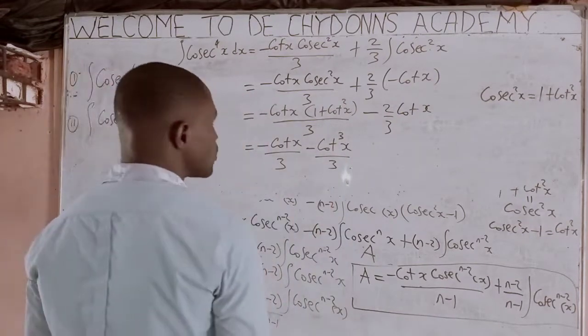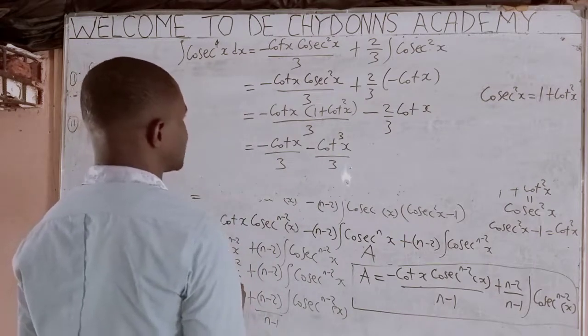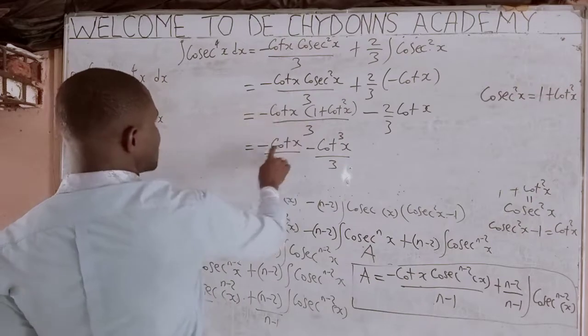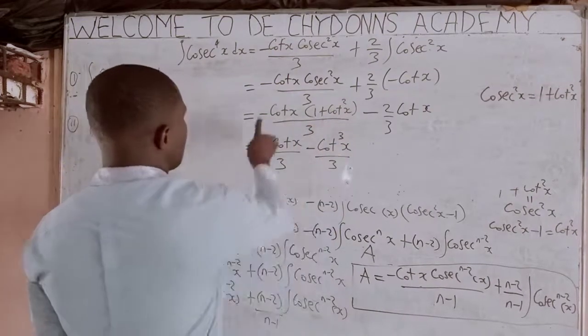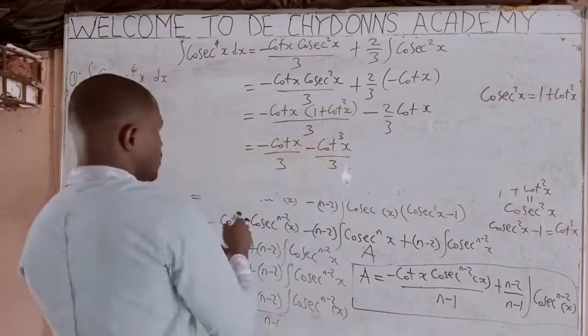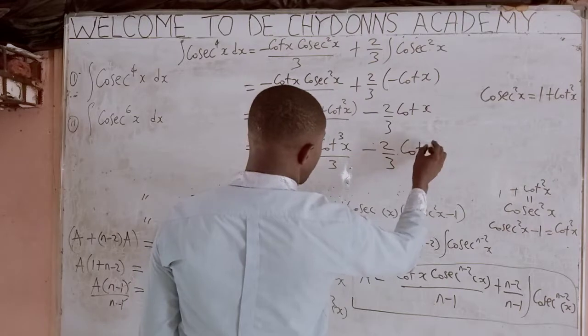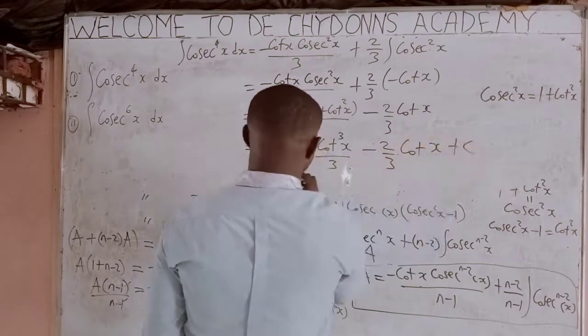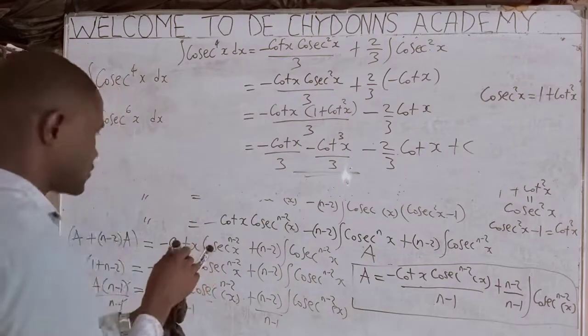Okay? So what you now do is this times this is this, minus times plus is minus, then minus 2 over 3 cot x plus c. So that is your answer for the integration of this.